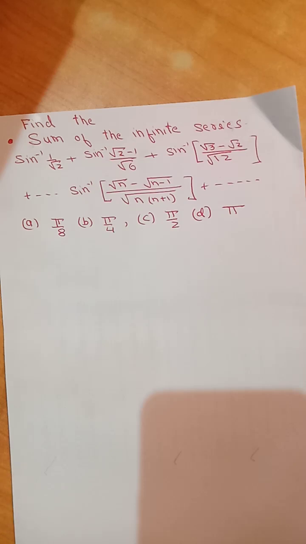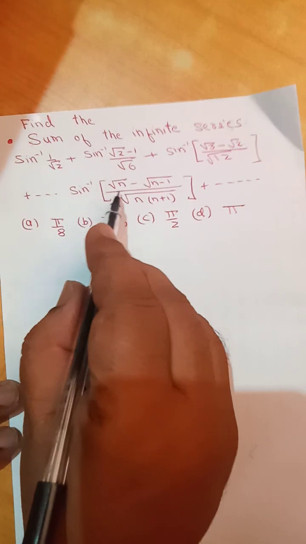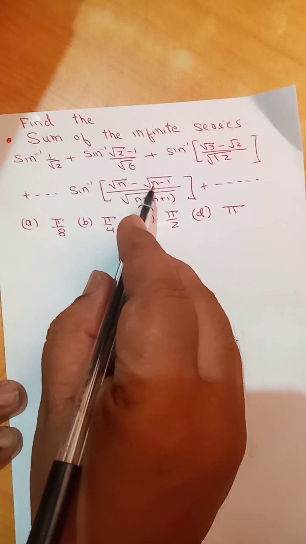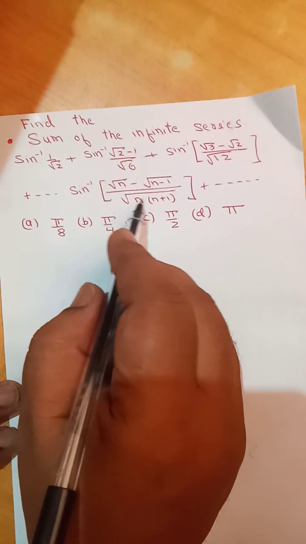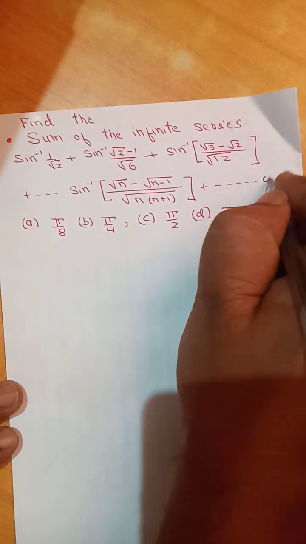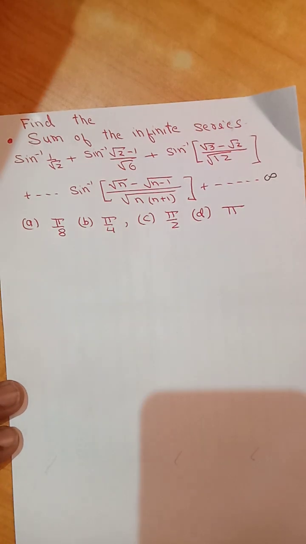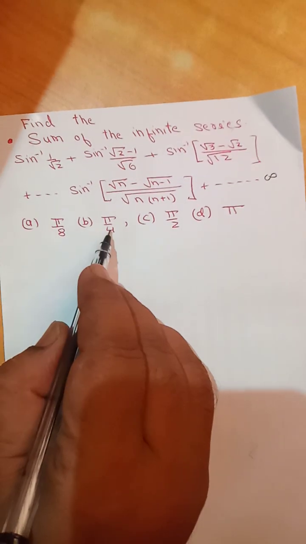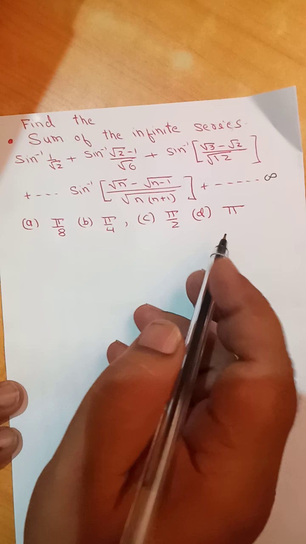Today's question is: find the sum of the infinite series sine inverse of 1 by root 2, plus sine inverse of (root 2 minus 1) by root 6, plus sine inverse of (root 3 minus root 2) divided by root 12, plus up to sine inverse of (root n minus root of n minus 1) by root of n into n plus 1, up to infinity. The options are a) pi by 8, b) pi by 4, c) pi by 2, d) pi.